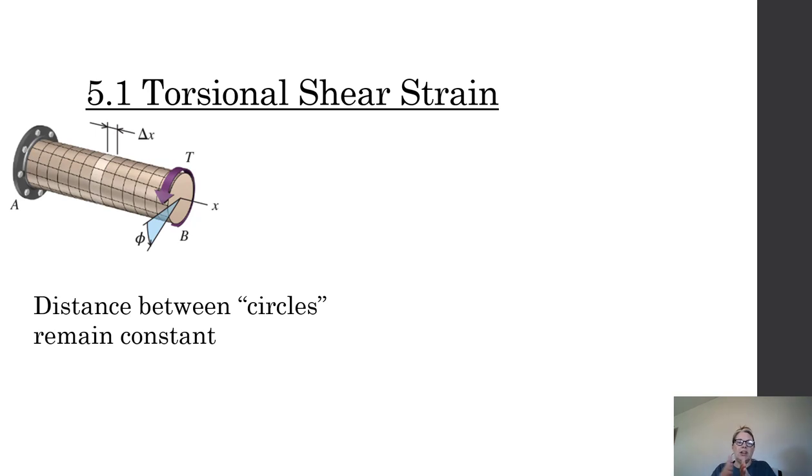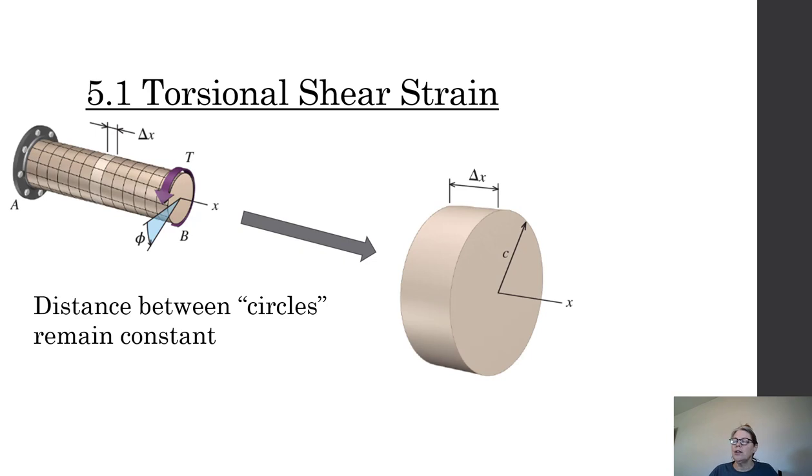We aren't changing length, longer or shorter, when we're looking at that bread. We're not looking at normal deformation. It's just that twisting. So the distance between the circles remains constant, so we can pull out a differential element, right? We can pull out a little differential element and then start to look at it on a much, much smaller scale.